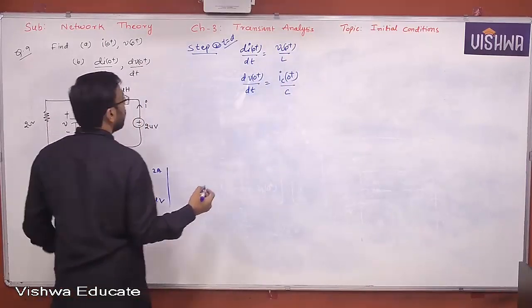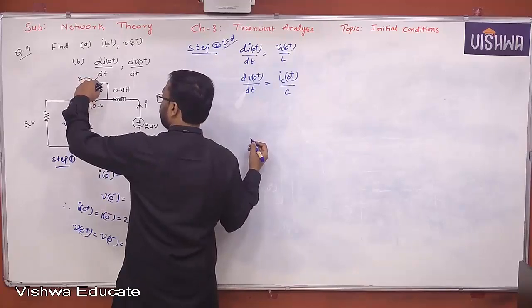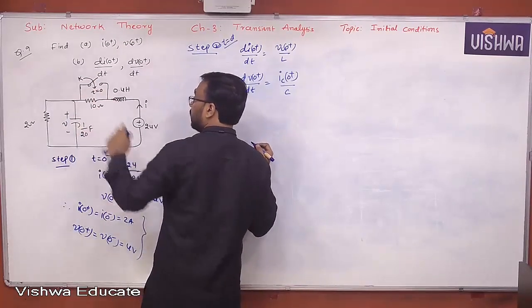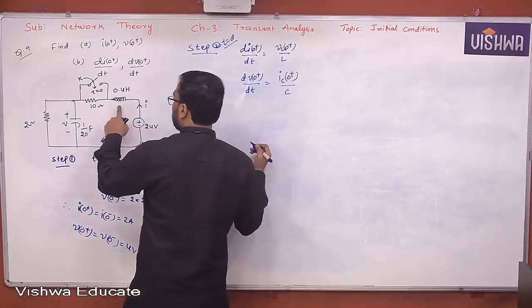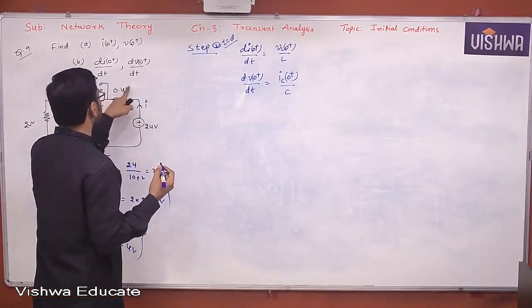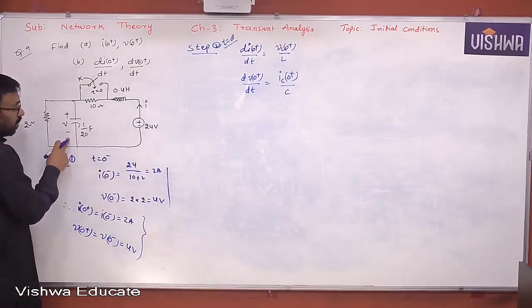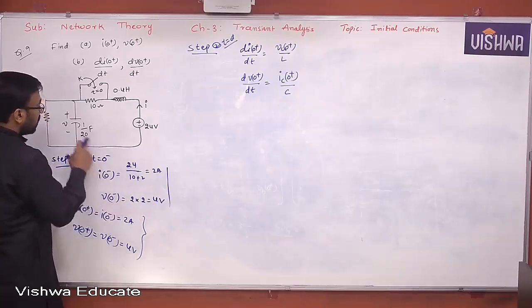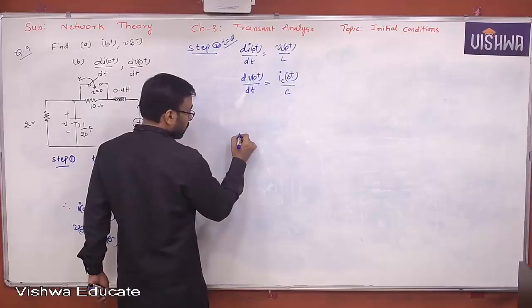For that, let me draw the equivalent circuit. Switch is closed. Once it is closed, then it is shorted. Can I neglect the 10 ohm resistor here? Agree all of you? I can neglect the 10 ohm resistor. Inductor is replaced by what? A current source with a parallel inductor model with the value of 2 amperes. Capacitor is replaced by what? A voltage source with the value of 4 volts with a series capacitor model. Finally, the network looks like this.